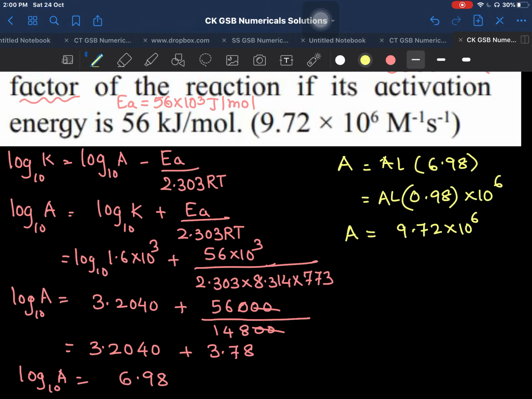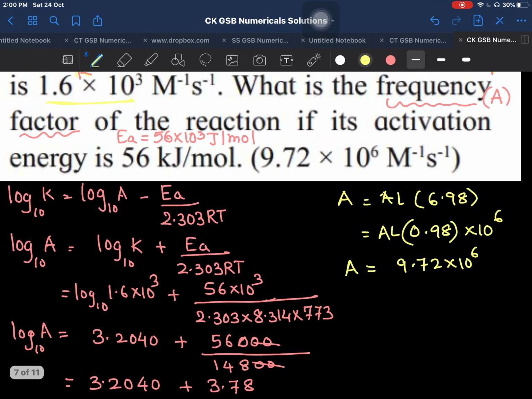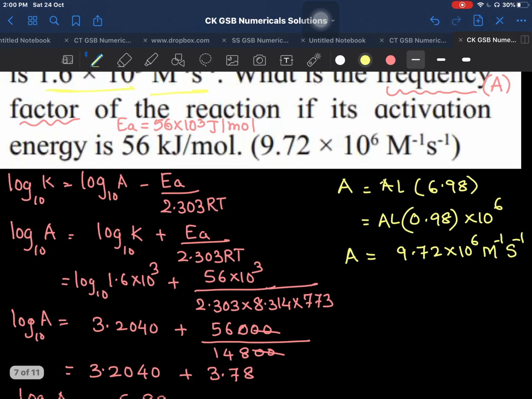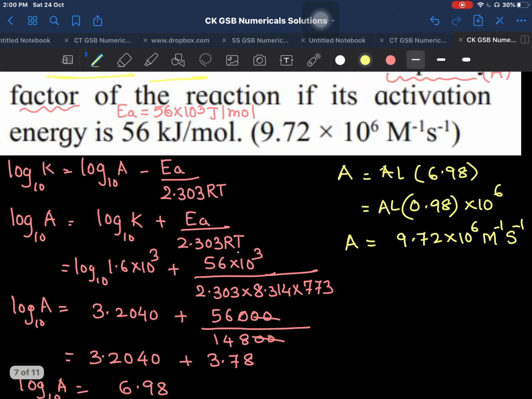What will be the unit of A? Whatever is the unit of K. You can see here unit of K is molar inverse, second inverse. So molar inverse, second inverse. One more way is that this entire thing you can calculate by taking log and antilog separately, and you get that answer as 3.78, which you have got here. That way also you can do it. Hope this question is clear to you, students.